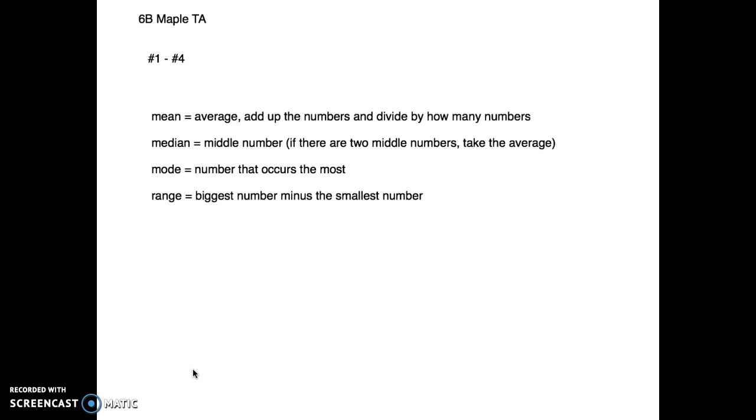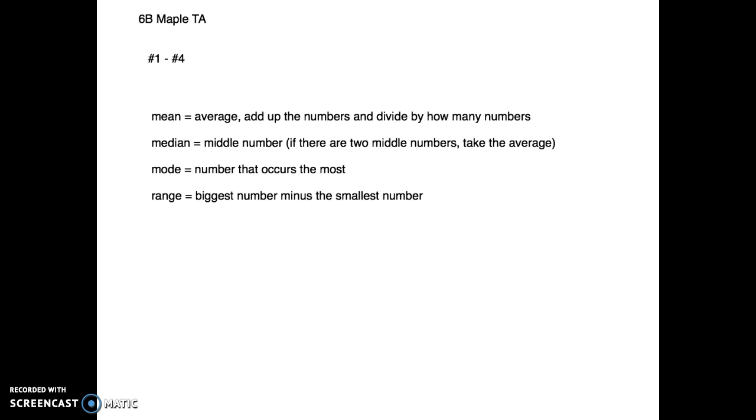And like I said in the 6A video, it's possible to have no mode, and it's also possible to have more than one mode. And then the range, you're going to take the biggest number and subtract the smallest number. So biggest number, subtract the smallest number, and that will be your range. So if you'd like to see the mean, median, mode worked out, I'd watch the 6A video because I go through how to do that for a set of numbers.